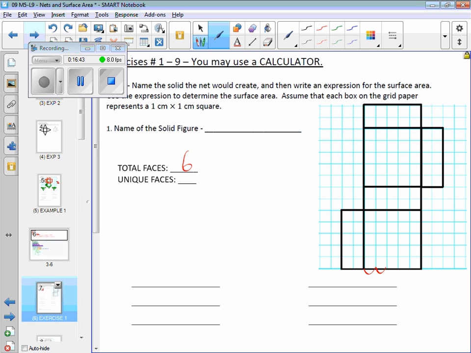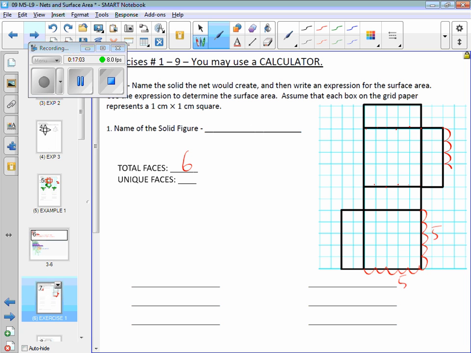This one is 1, 2, 3, 4, 5. 5 by 1, 2, 3, 4, 5. That's a 5 by 5. This is also a 5 by 5. So I have 2 that measure 5 by 5. Okay, what about these guys?